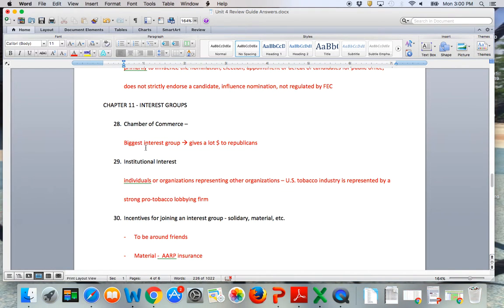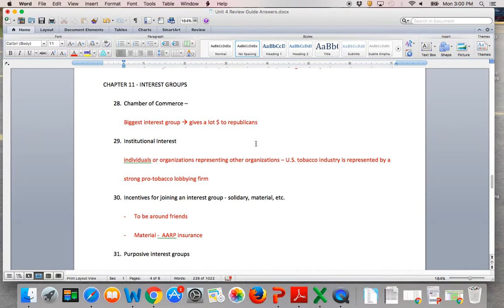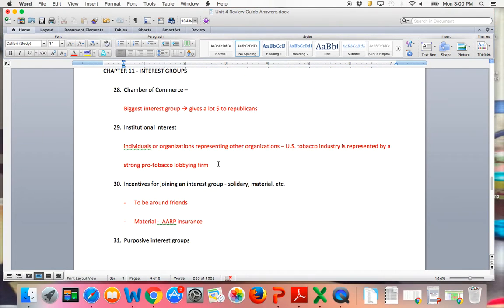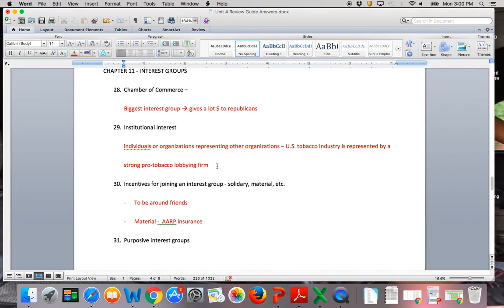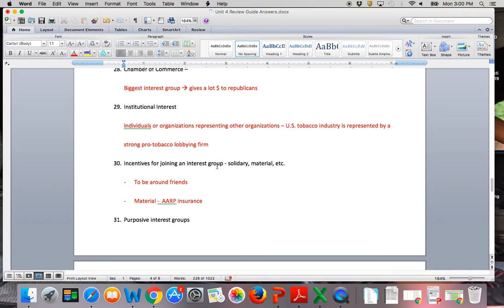Interest groups. One of the big ones to know is the Chamber of Commerce, big business. They are supporting mostly conservative Republicans. Institutional interest, individuals or organizations representing other organizations, so maybe an interest group for just the United States Tobacco alone will be promoting all these companies and lobbying for the interest of all these companies.